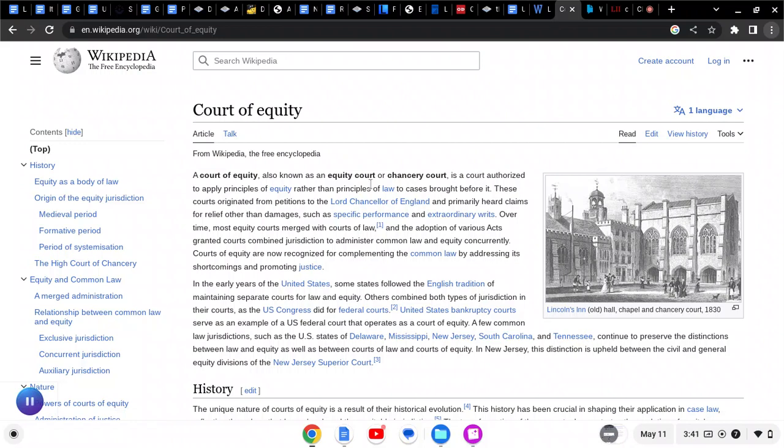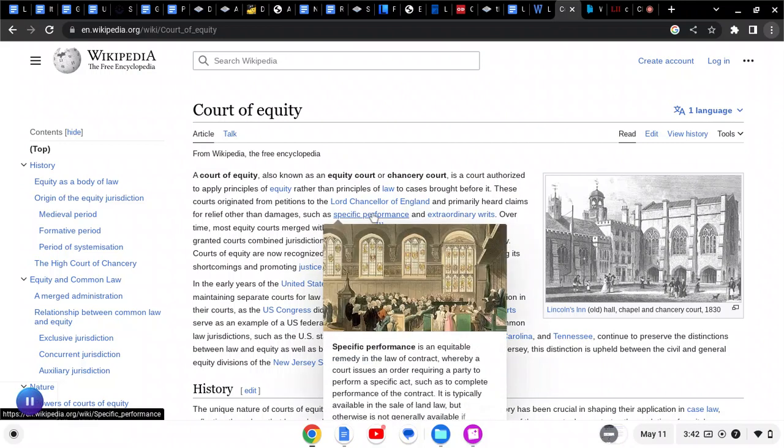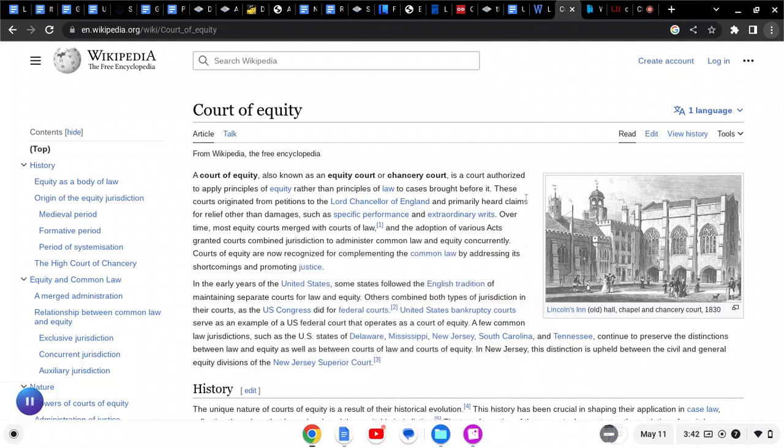let's see. Is a court authorized to apply principles of equity rather than principles of law to cases brought before it? These courts originated from petitions to the Lord Chancellor of England and primarily heard claims for relief other than damages, such as specific performance and extraordinary writs. Over time, most equity courts merged with courts of law. Are y'all paying attention? Told y'all they've merged all of these courts into one court. That's what they did, y'all. Pay attention. And the adoption of various acts granted courts combined jurisdiction.